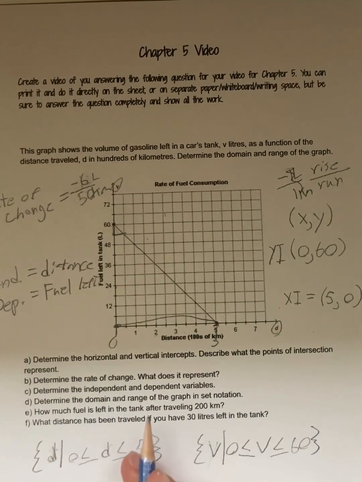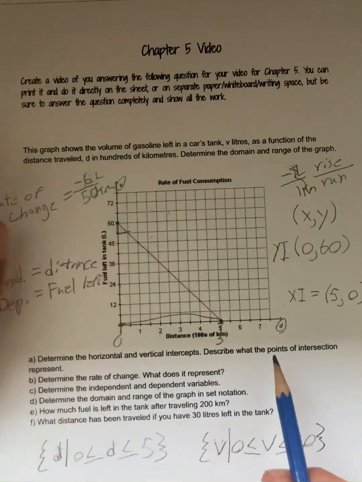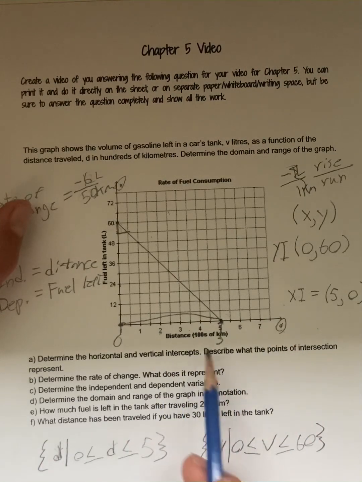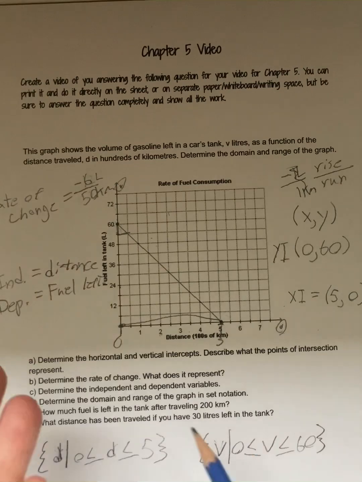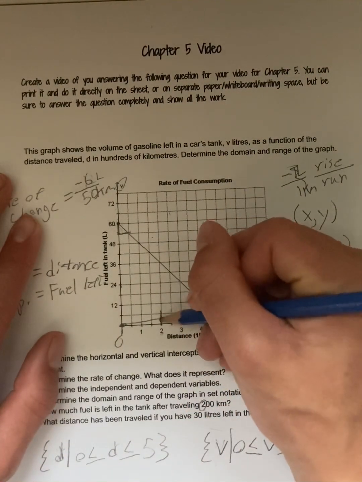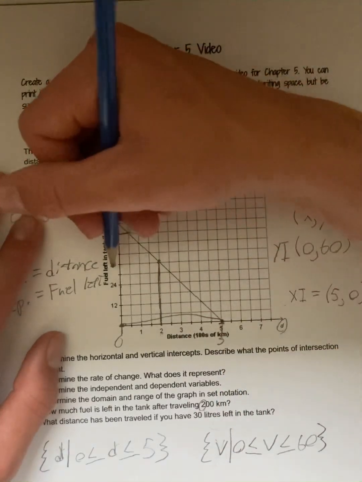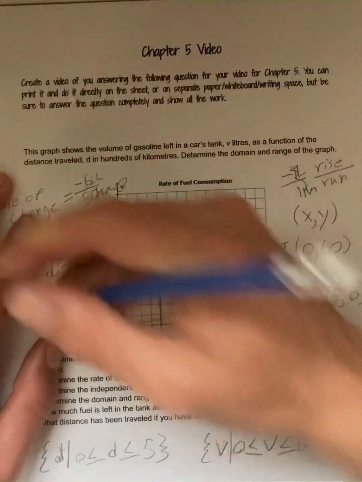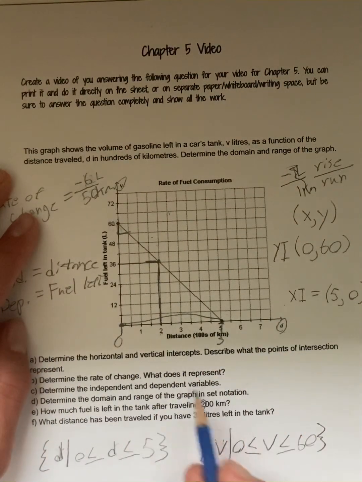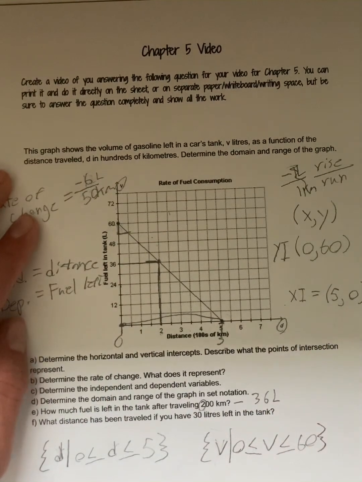How much fuel is left in the tank after traveling 200 kilometers? Now we have to understand that this says distance in hundreds of kilometers. So when it says 7, it's talking about 700 kilometers. So we come over here and try to find 200 kilometers. Well, right there. It's just 2. So we go up till we hit the graph. We don't need to care about that coordinate. We just need to go over. So when it's asking how much fuel is left in the tank after traveling 200 kilometers, well, 36 liters.